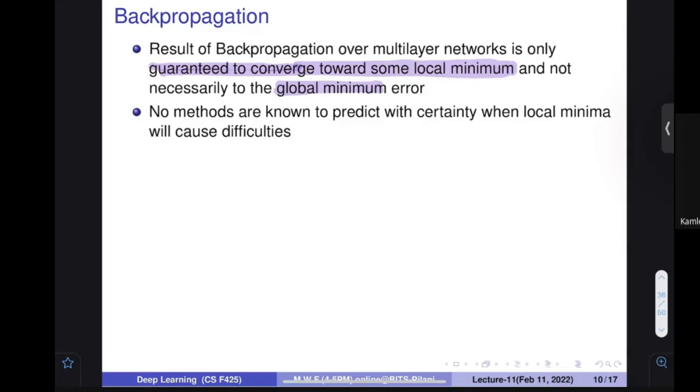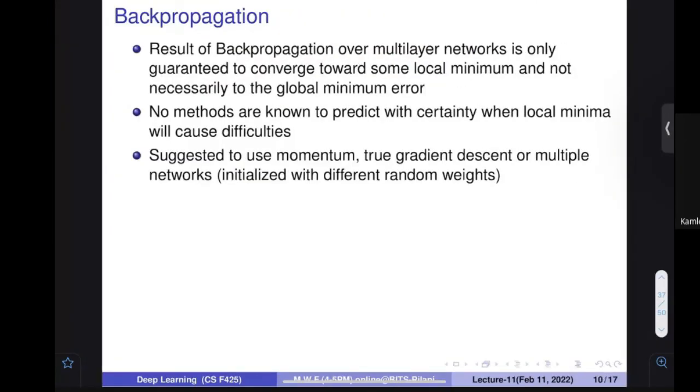No methods are known to predict with certainty when the local minima is going to cause difficulty. There is no good method that can tell you that if you start with these kinds of weights, then you would be stuck. So there is no other way. Instead, just do multiple experiments to find out the best optimization that you can achieve using this particular formulation.